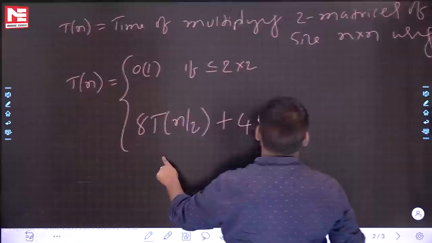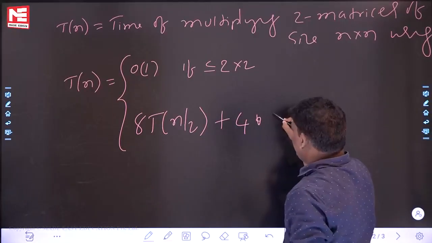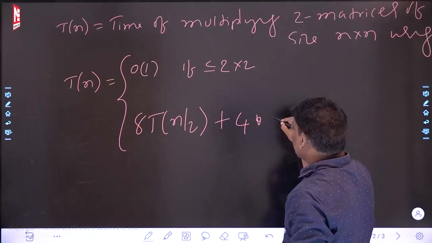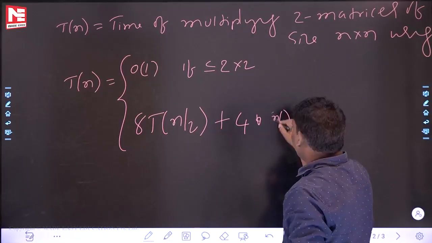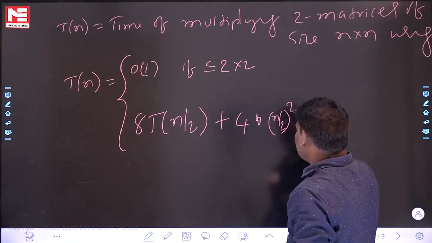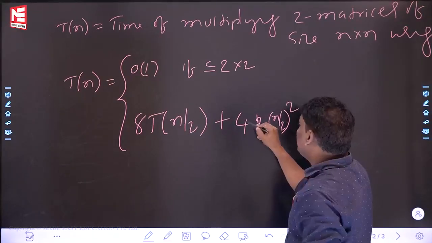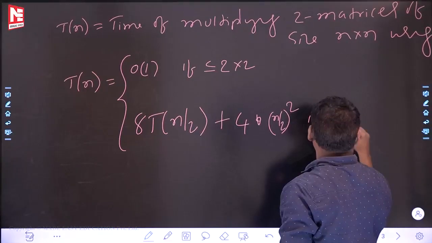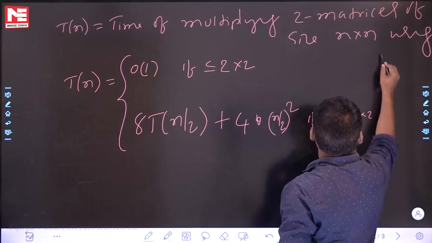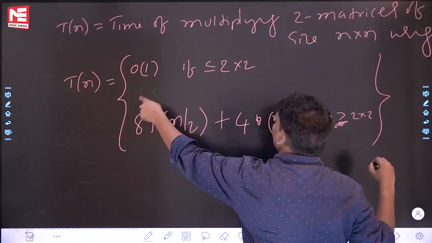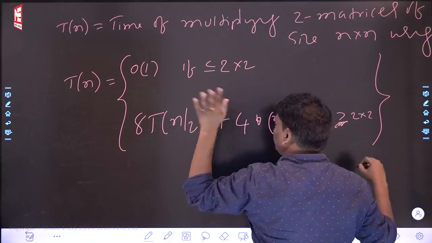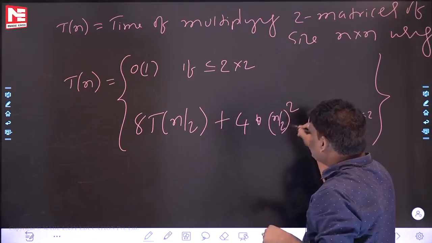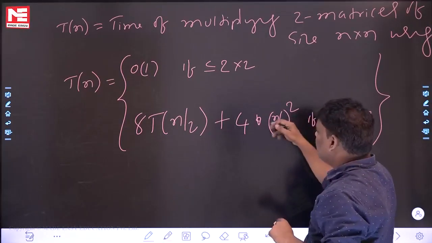See our answer. 4 additions of size n by 2. 1 addition of size n by n is n square. 4 additions of size n by 2 is going to be n by 2 whole square, like that 4 times. So T(n) is equal to order of 1 if n is less than or equal to 2 by 2, otherwise 8T(n/2) plus 4 additions of size n by 2. One addition of size n by 2 is n by 2 whole square, like that 4 times.